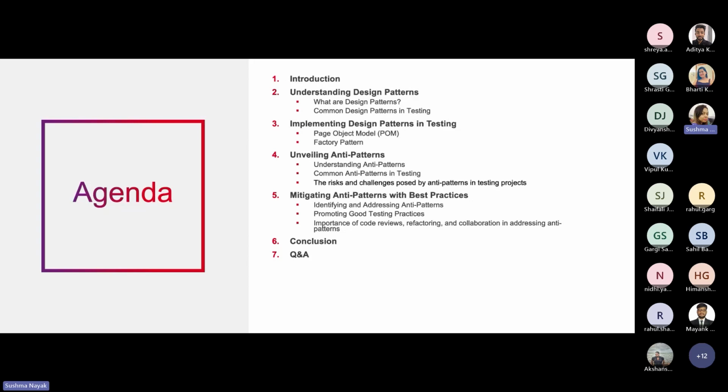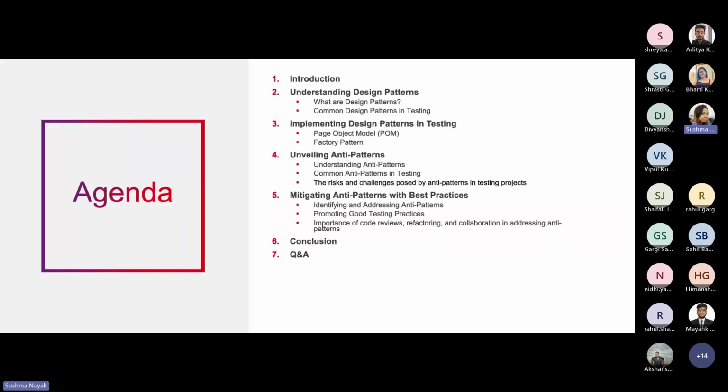Now the next one will be unveiling anti-patterns. We'll understand in detail what an anti-pattern is, as I guess many of you might not have heard the term anti-pattern, but everybody is maybe using it somehow while coding. Then the common anti-patterns in testing, and the risks and challenges posed by anti-patterns in testing projects. We'll get a detailed picture of anti-patterns and why they should not be used.